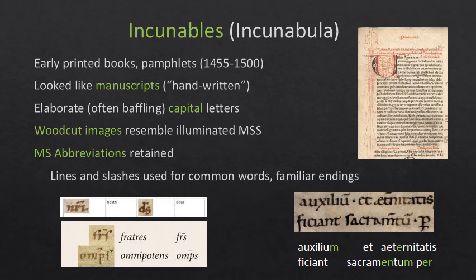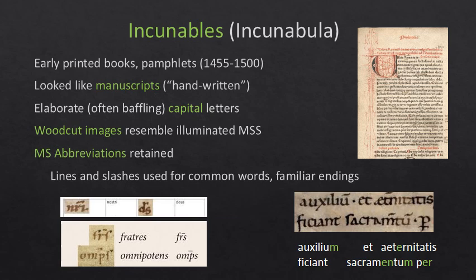Another feature of the early printed books, the incunables, is that they still retained this whole vast system of manuscript abbreviations. We talked in a previous episode about how manuscripts were written on parchment or vellum animal skin, and they didn't have a lot of white space because you don't want to waste that expensive material. And so, especially in Latin, they came up with a bunch of abbreviations, lines over letters, slashes through letters. If the word is really familiar and by context you know exactly what it's going to be, why take up the space of writing the whole thing out?